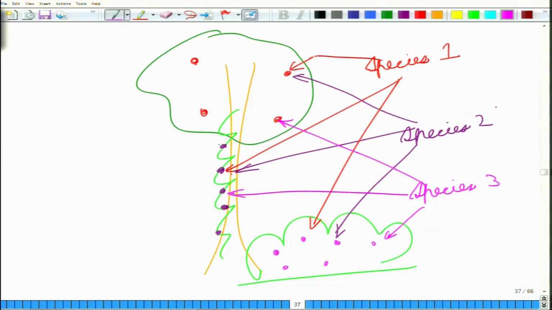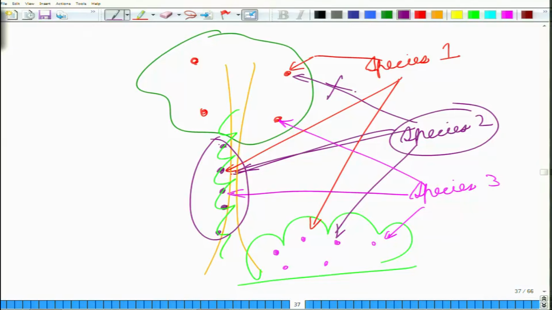But then when they are competing against each other, it is possible that species 2 will preferentially feed on this particular area and it will not feed on these areas. So, it will stop feeding on the fruits that are there on the canopy, because it is not able to compete with species 1 there, and it will not feed on these fruits that are growing in the shrubs, because it is not able to compete with species 3. So, the realized niche becomes much smaller than the fundamental niche.